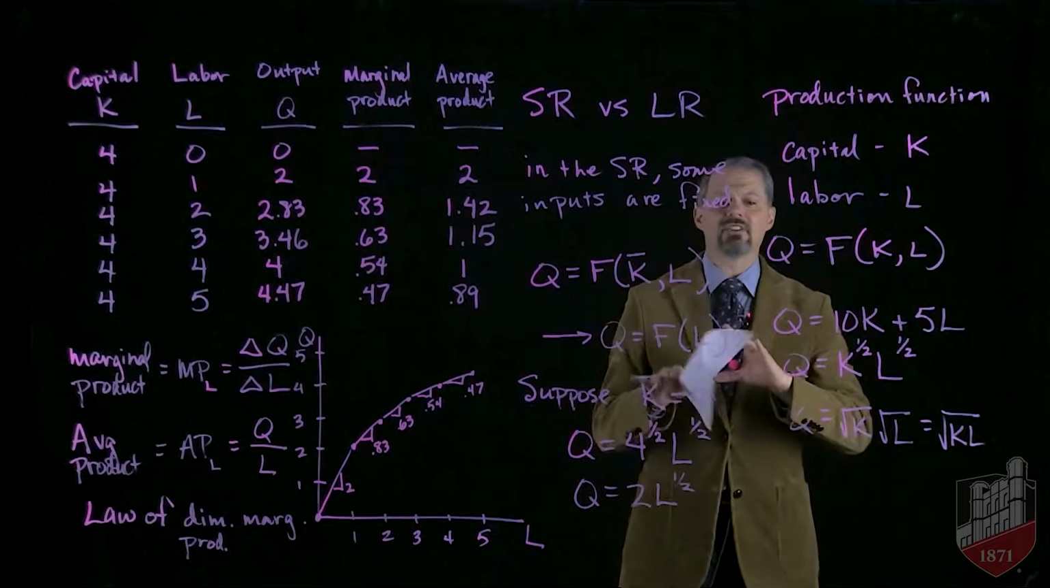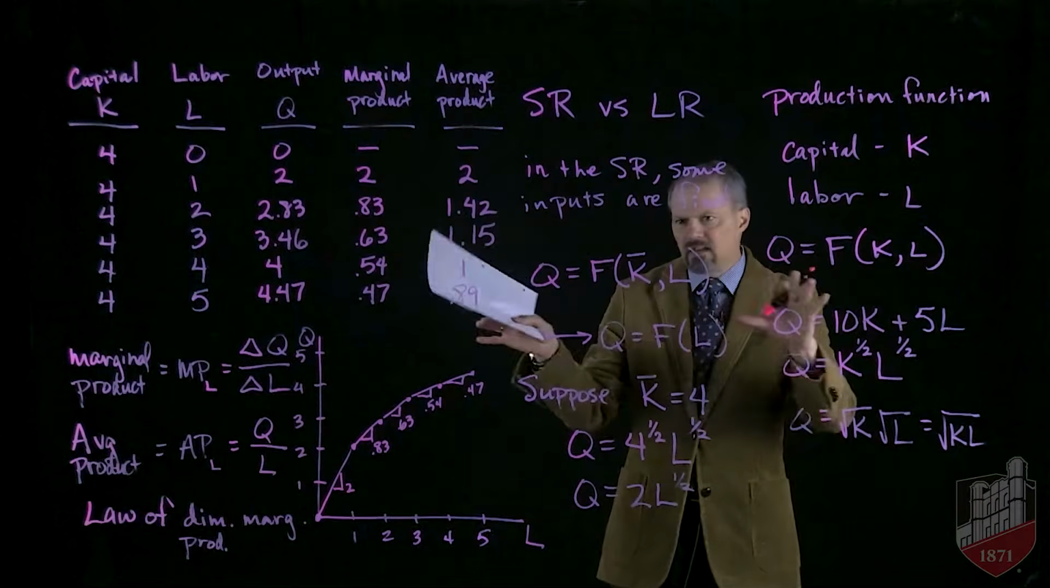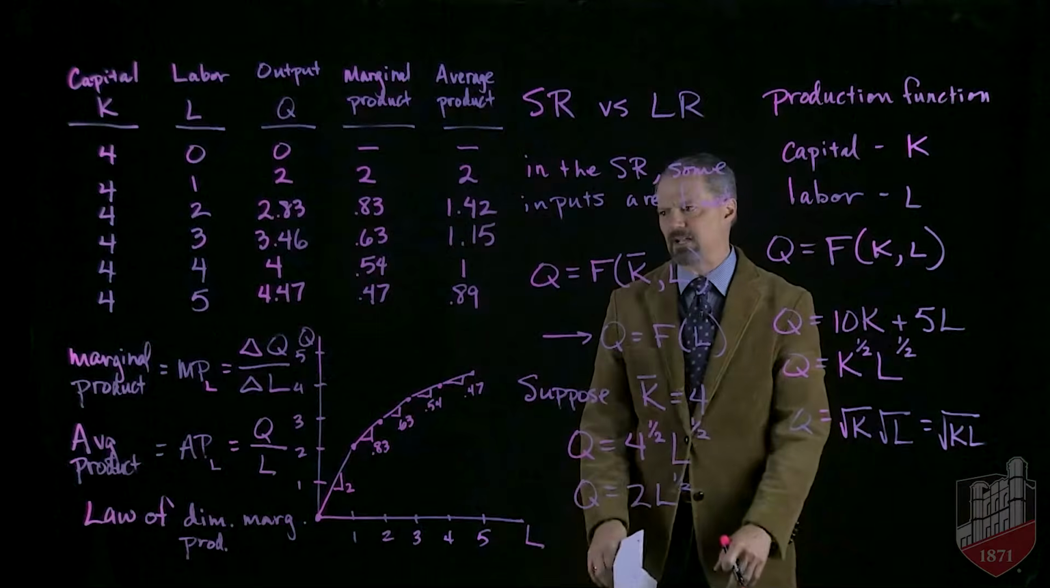What I need to do now is clear this off, and then we'll talk about the role of the manager in how you manage this kind of information. The first job of the manager in managing the production process is going to be to make sure that you produce on the production function.